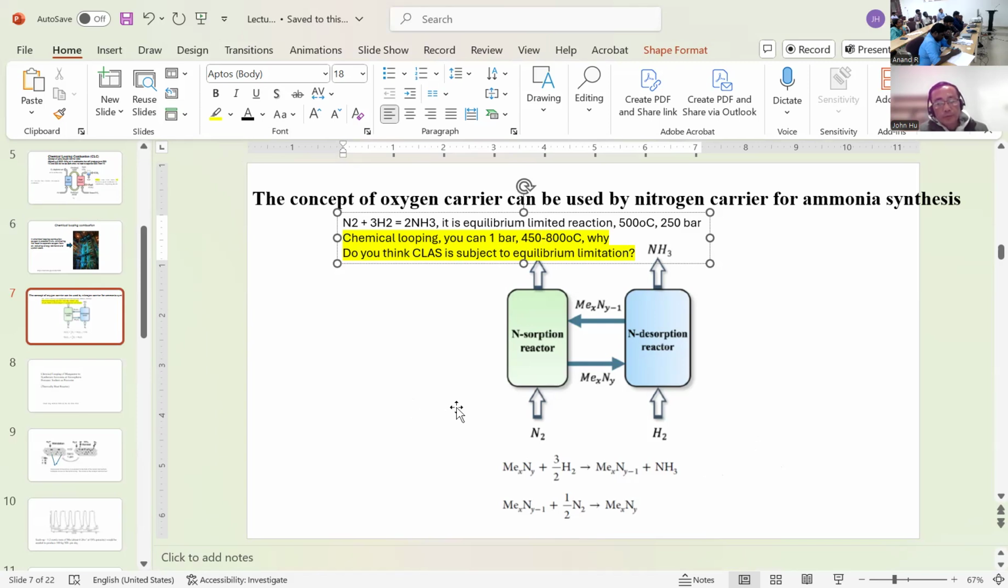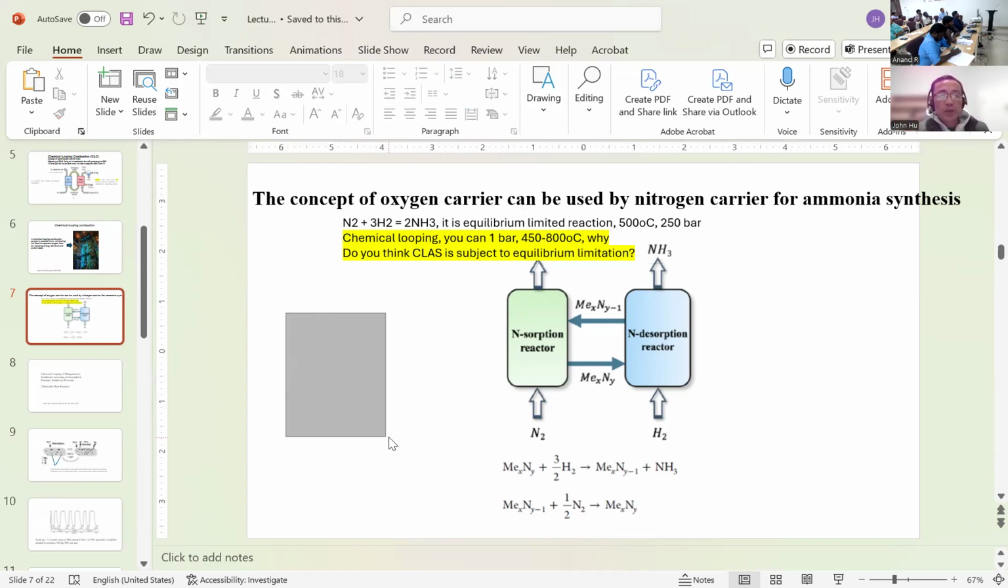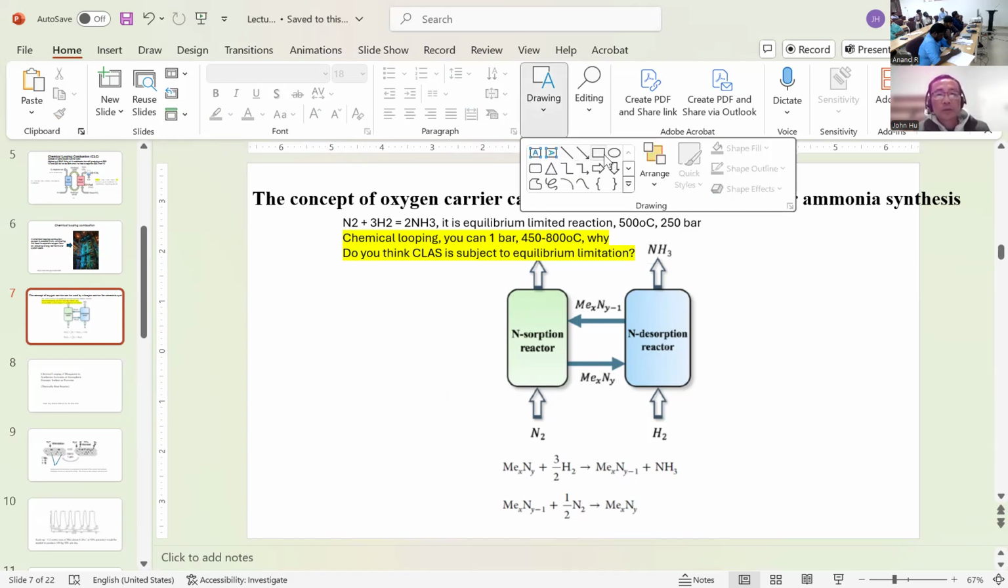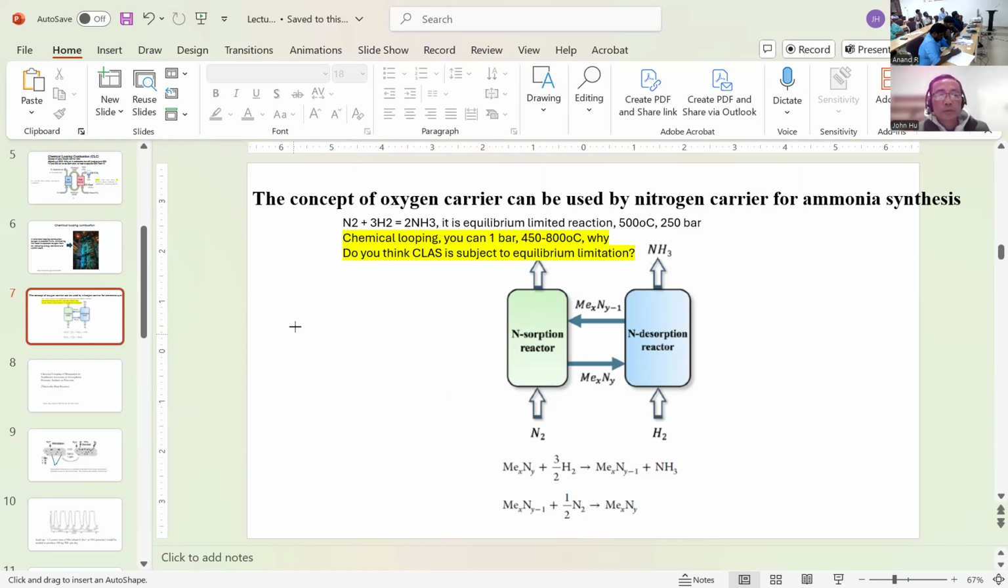Chemical looping ammonia synthesis. So this equilibrium, you are talking about chemical equilibrium. Could you repeat what you say? Are you asking my question or you are answering my question? No, I need some clarification on your question. So just answer yes or no.